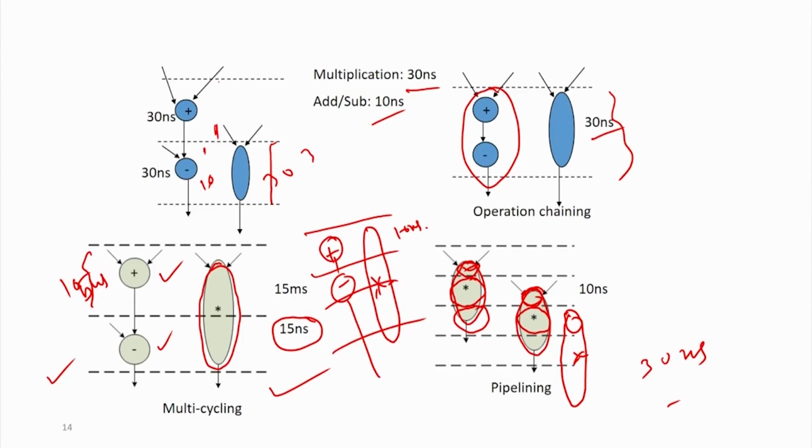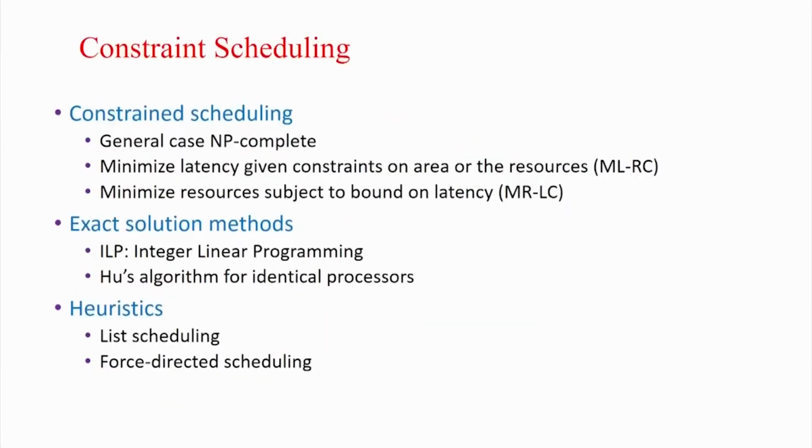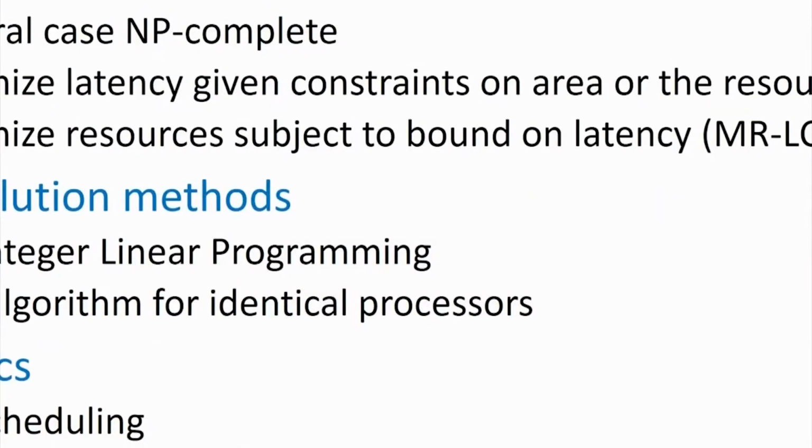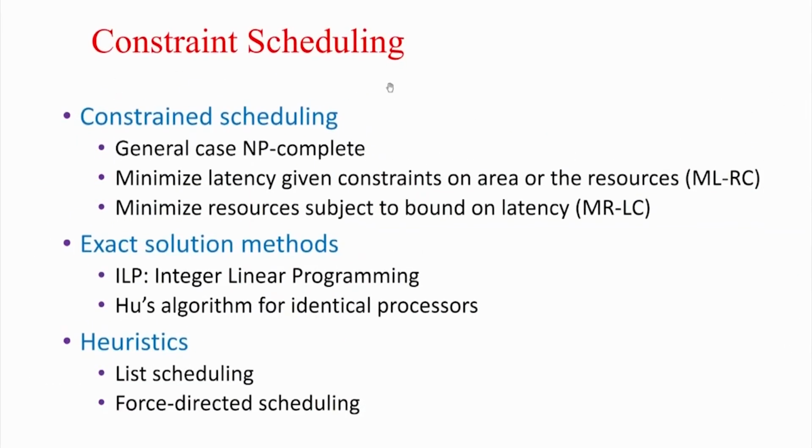So, now the question is, if you have all these complexities, like resource constraints, multi-cycle operations, pipeline operations, or operation chaining as a possibility, what will be good scheduling techniques, right. That is something we are going to discuss. That is what is called constraint scheduling, right.